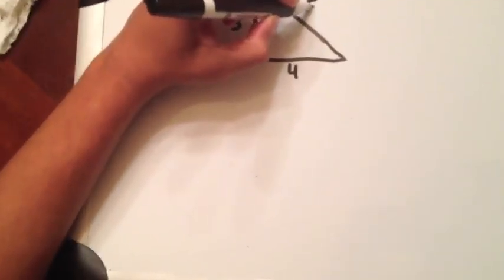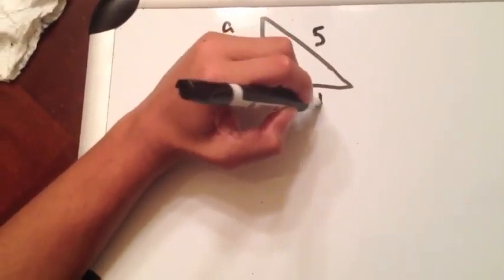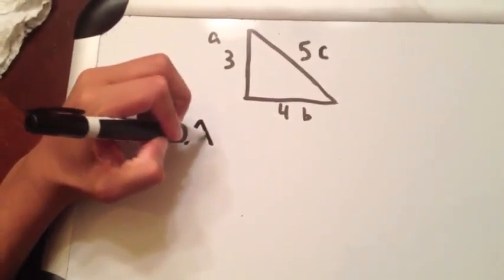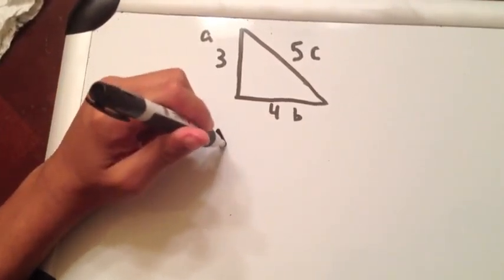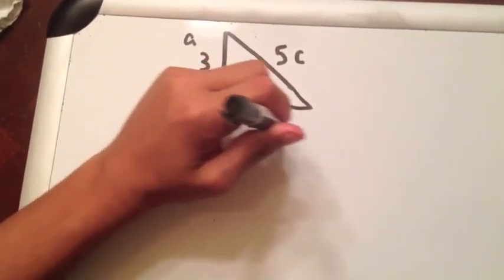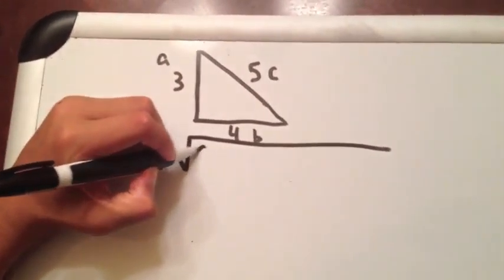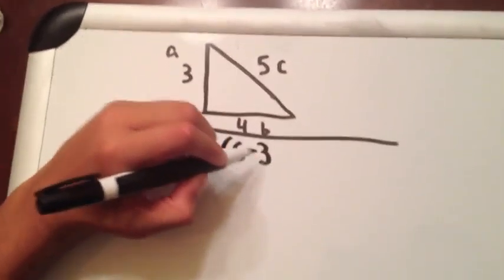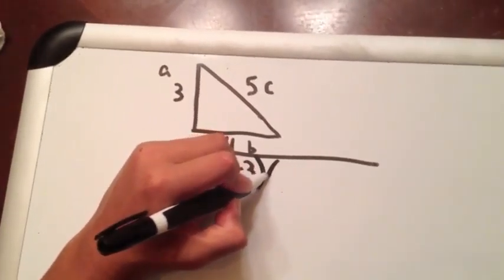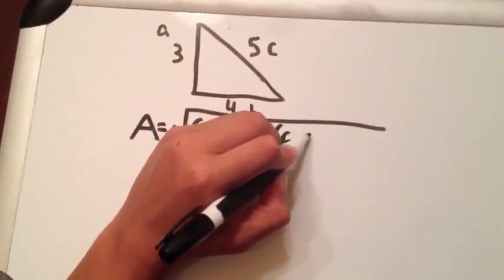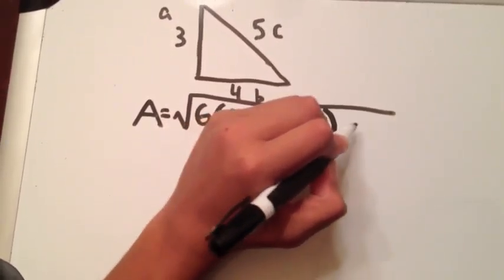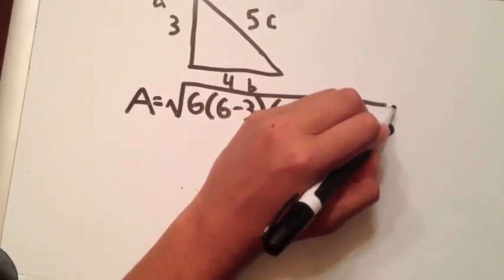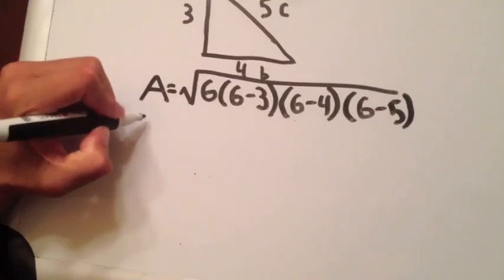So let's draw this triangle again. 3, 4, 5. 3 is A, 4 is B, and 5 is C. Since we will need to assign each one a little letter to use Heron's formula. So the area is equal to the square root of S, which was 6, and then S minus A, which is 3, and then S minus 4, which is B. Now remember S is 6, times 6 minus 5, and 5 is also equal to C.